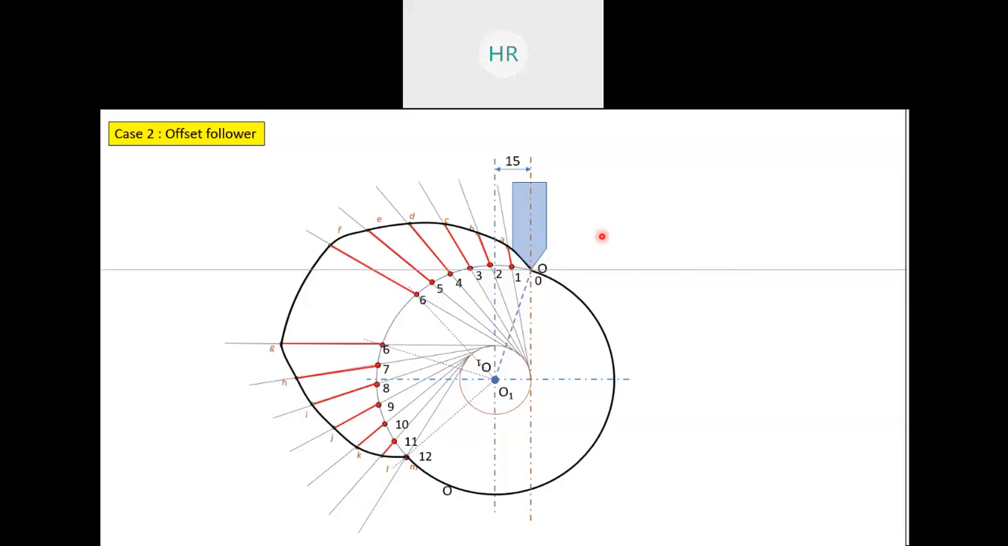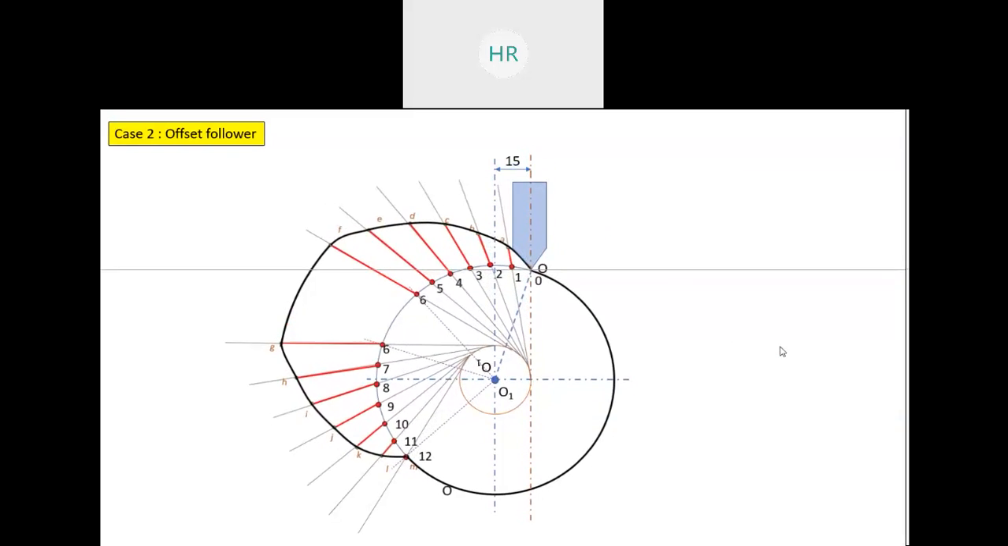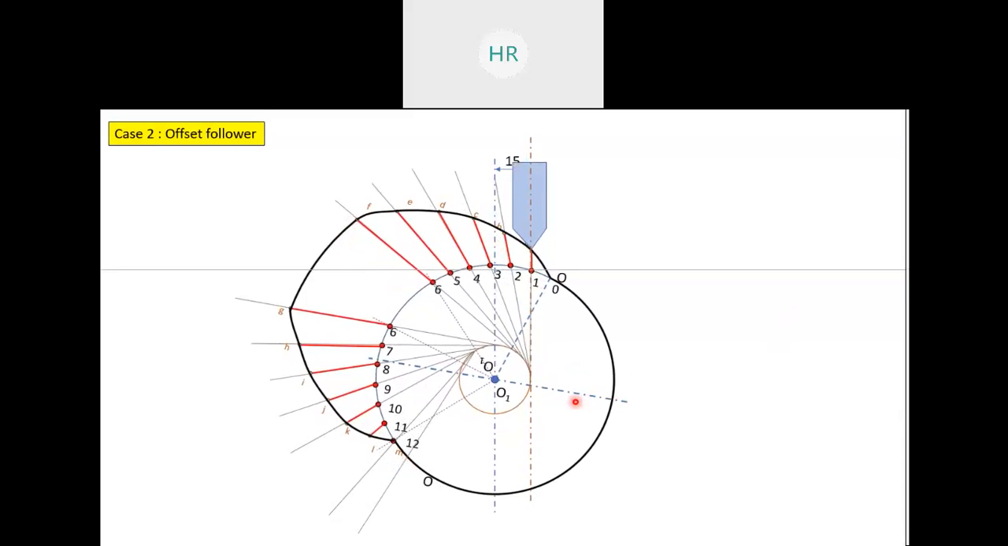So अब क्या होगा? Observe this line which is passing from 1. जो हमने वो सर्कल को टेंजेंट लाइन ड्रॉ की थी उसको ऑब्जर्व करो अब. See, the line which is passing from 1 will actually coincide with this brown color line, okay, which is tangent to this brown circle.